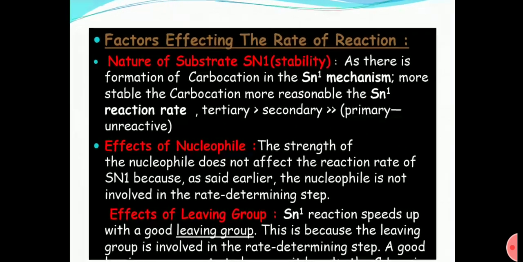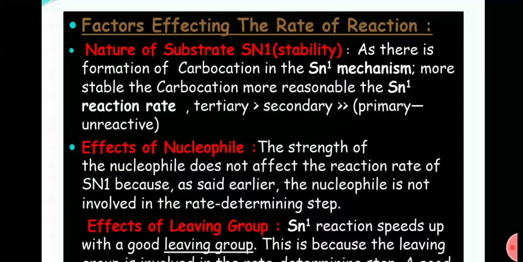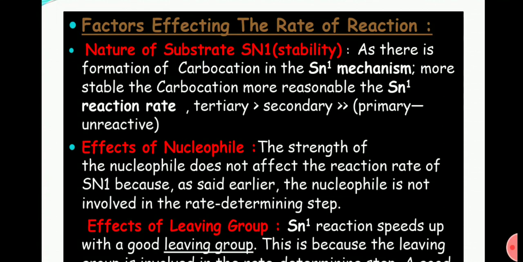And the next thing is the factors affecting the rate of the reaction. Here we can see many factors, that is nature of substrate, effect of nucleophile, effect of leaving group, and the next one is effect of solvent. Effect of substrate means, as we already heard in the beginning, that tertiary alkyl halides are more reactive towards the SN1 mechanism than secondary and primary ones due to the presence of bulky alkyl groups. So this is how the substrate affects the rate of the reaction.